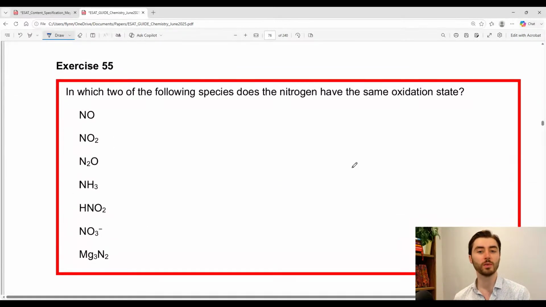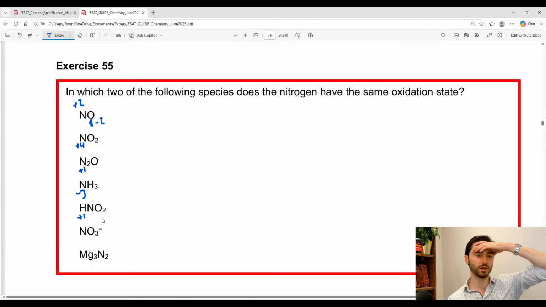In which two of the following species does nitrogen have the same oxidation state? Well, oxygen is always 2-, right? So here the N is +2. Here the N is +4. Here the N is +1. Here the N is -3 to balance with the 3 1+s.